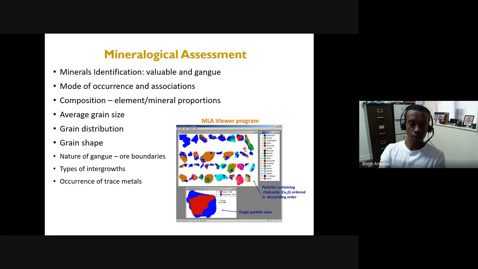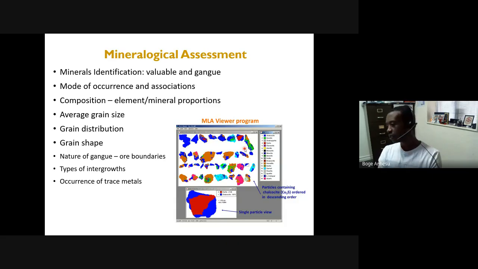If it's coarse grained, no need to go fine grinding. If it's really fine grained and the minerals are complexly associated with one another, then you have no option but to do fine grinding. Okay, so that's what we mean by grain size, distribution, and shape, and also a number of other things, including the boundary between gangue and the target, and how the various minerals are linked with one another.